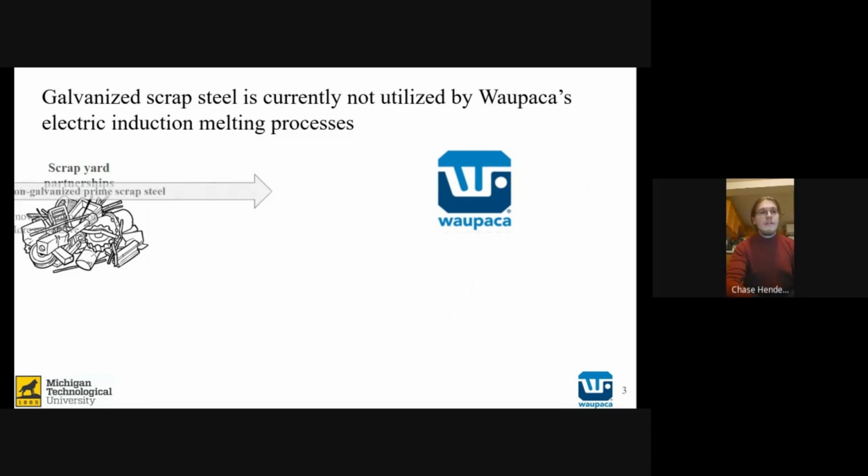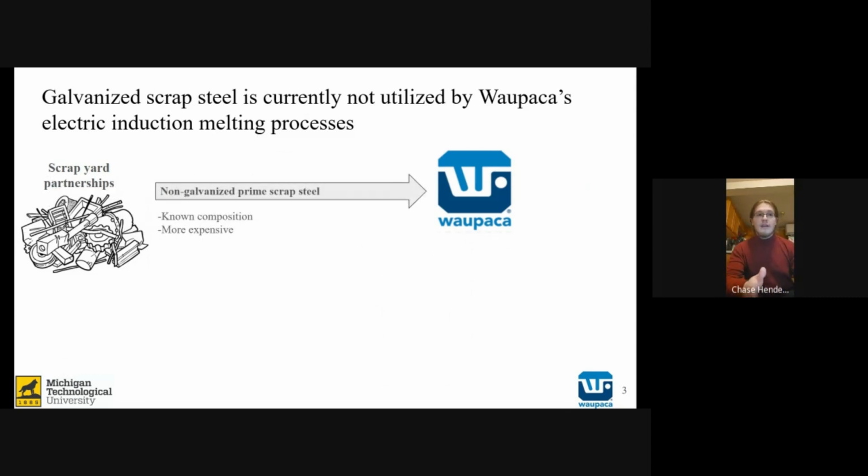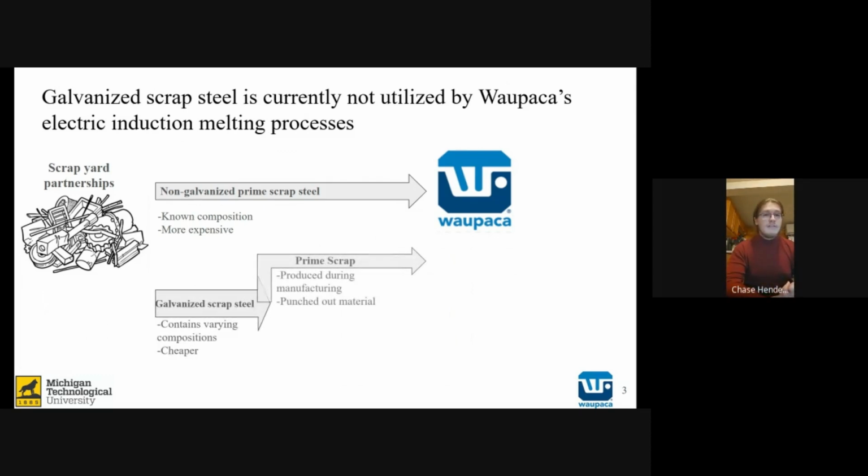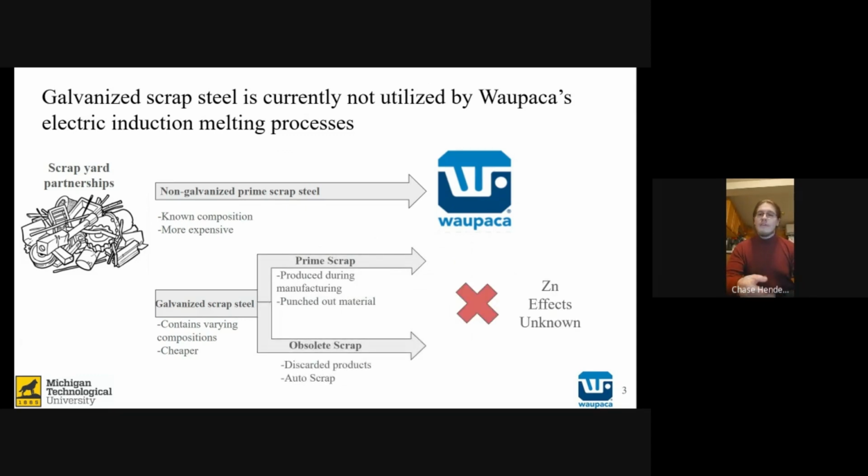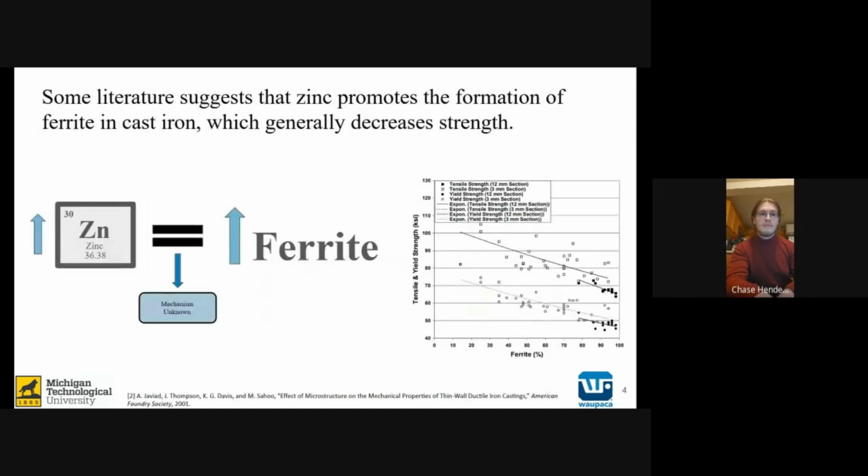So currently, they utilize non-galvanized prime scrap steel. This is because it has a known composition, but it is a little bit more expensive. As such, they would like to utilize galvanized scrap steel. They have access to large amounts of both prime and obsolete scrap. However, they have not been doing this due to the unknown effects of zinc.